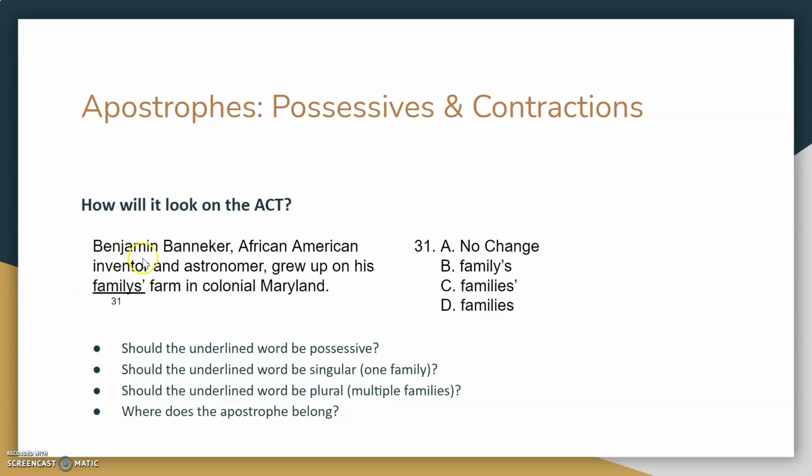So I'm going to assume that Benjamin Banneker's family is just one family. So that's singular. So when I'm figuring out where to put my apostrophe, or how to make the word possessive, I'm going to consider the word family, singular, family. So that one simple rule: if the word ends in S, add an apostrophe. If the word does not end in S, add apostrophe S. Does family end in S? It does not. So I need to add apostrophe S. So this option is incorrect. I need B, family, made possessive by adding apostrophe S.